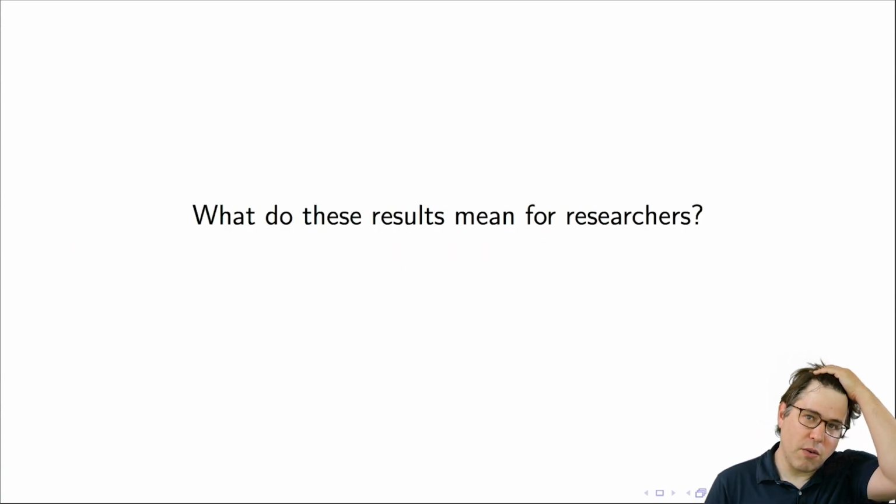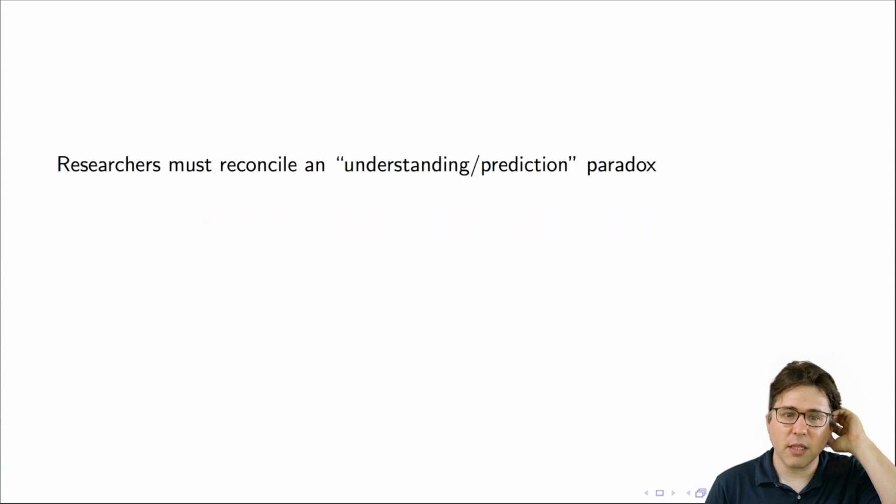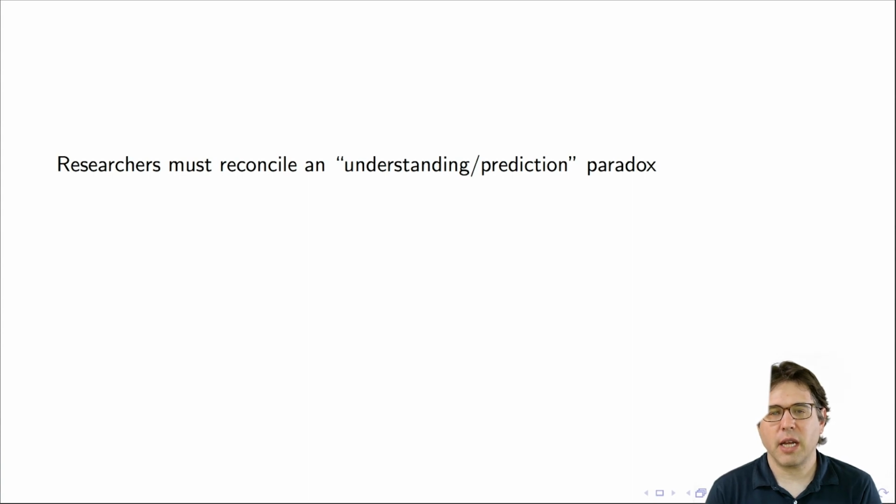So what do these results mean for researchers? I think there's a whole different set of things. The main consequence for researchers is that we have to reconcile what we're calling this understanding prediction paradox. That is, researchers believe that a lot of understanding has been generated from this Fragile Families data, as evidenced by more than 750 published research articles. But yet, these data could not be used to make accurate predictions of important life outcomes. So it seems kind of strange that these data are able to yield so much understanding when they're not able to be used for prediction.